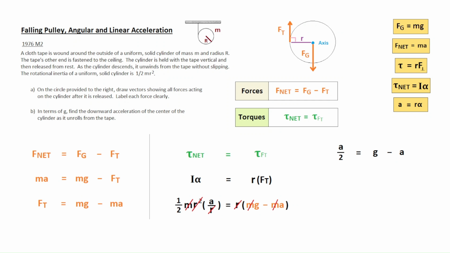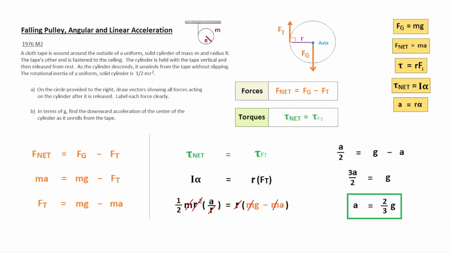Writing what's left, I've got a over 2 equals g minus a. I'm going to add the a from the right side to the left side. So a over 2 plus a would make that 3a over 2. And now the goal is to solve for this acceleration. So I'm going to get a by itself, and I get 2/3 g. So that will be the answer to question B. This cylinder is accelerating downward at a rate that is 2/3 of Earth's gravitational field strength.